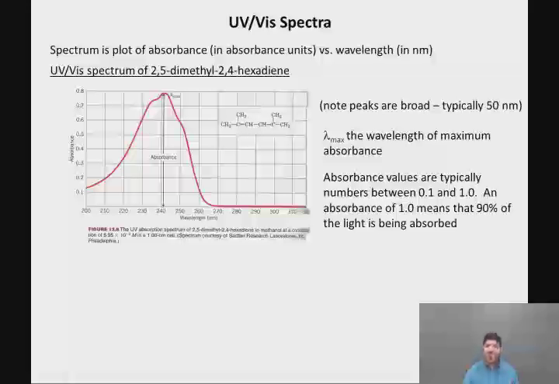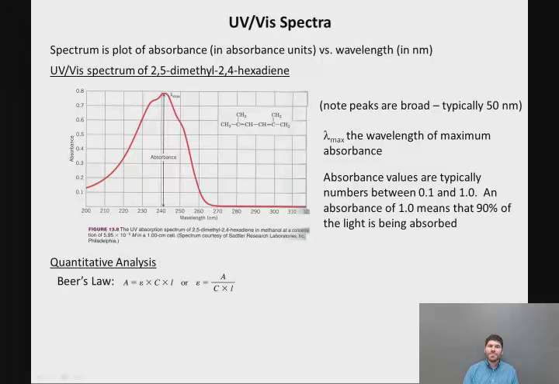Now, what you need to be aware of is that the absorbance scale is a logarithmic scale. What that means is that an absorbance of 1.0 actually means that 90% of the light is being absorbed. And in general, if you're doing an experiment involving spectroscopy, you don't generally want the absorbances to be greater than 1 because that will introduce errors into your experiment.